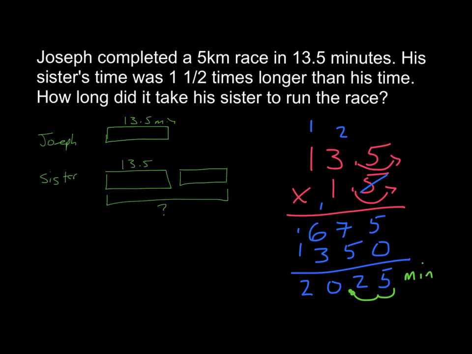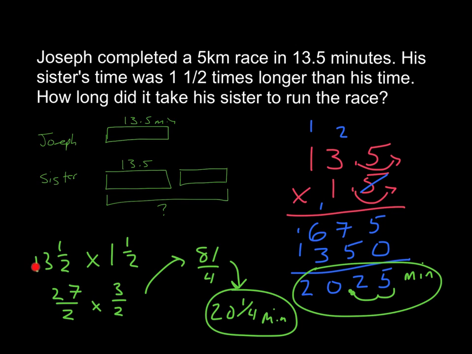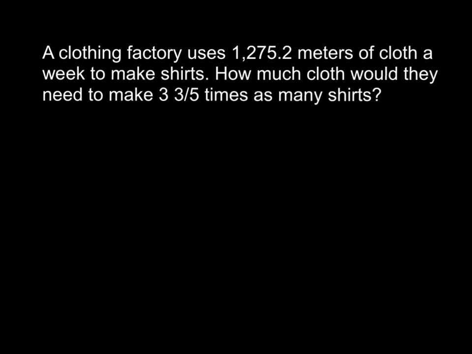You could also do it as a fraction or as a fraction mixed with an addition problem. One of the fraction ways could look like this, where you have 13.5 times 1.5, turn it into an improper fraction, multiply, and then simplify. It doesn't matter if it is in decimal or fraction form at this point. Look at the question and see what it's asking before you choose which one.